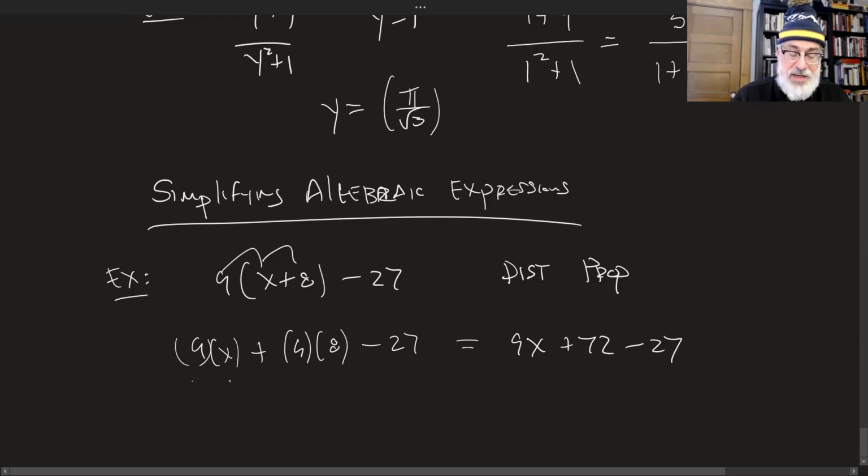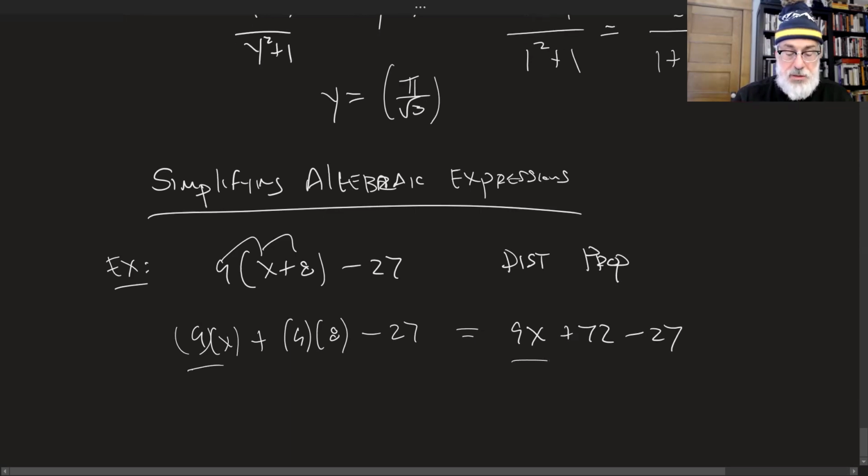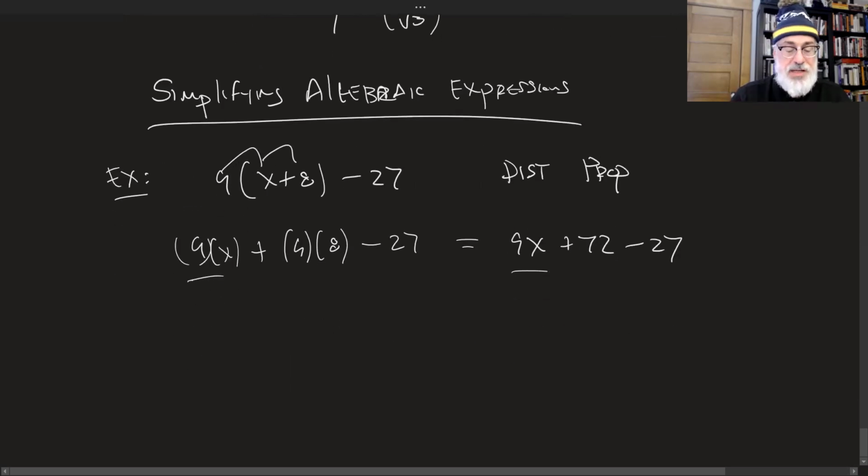Notice that 9x and 9x, the only difference here is I removed the parentheses. It's a lot easier to read this way. So 9x plus 72 minus 27. Then we get 9x plus 45. So we didn't evaluate, we just simplified. We just made the expression look better.